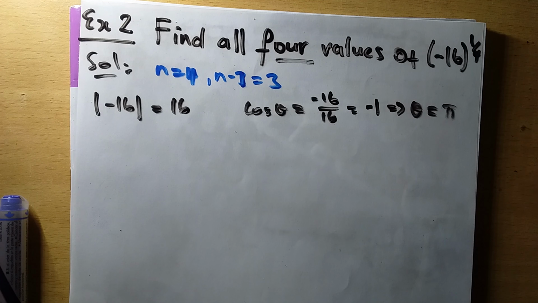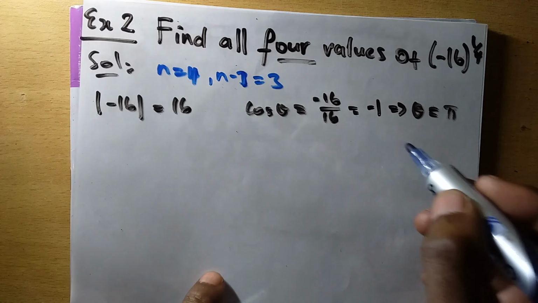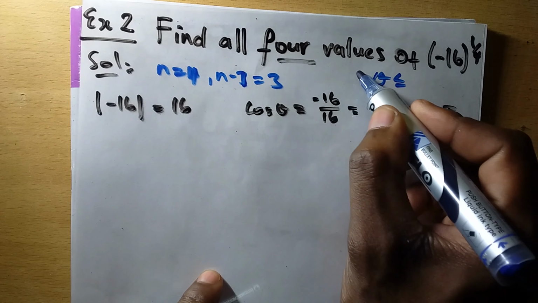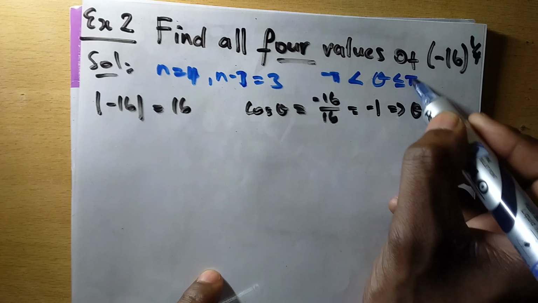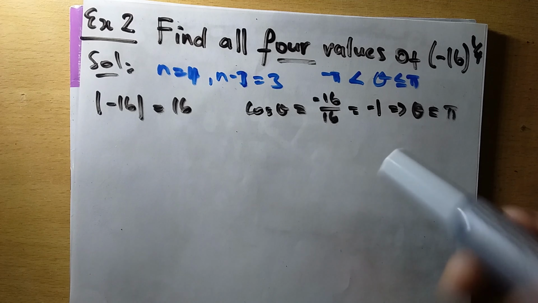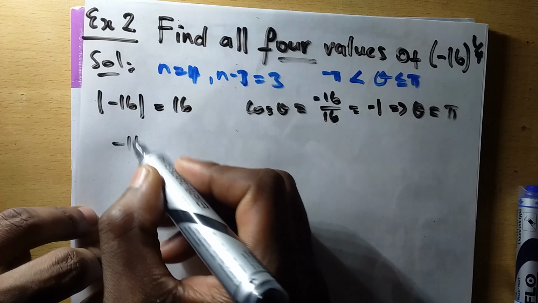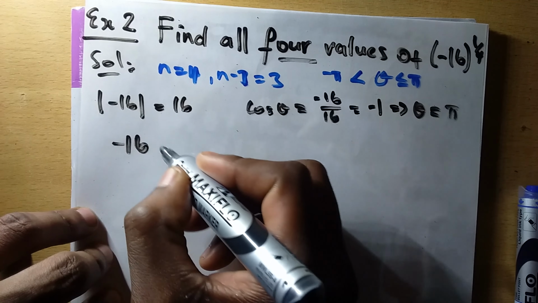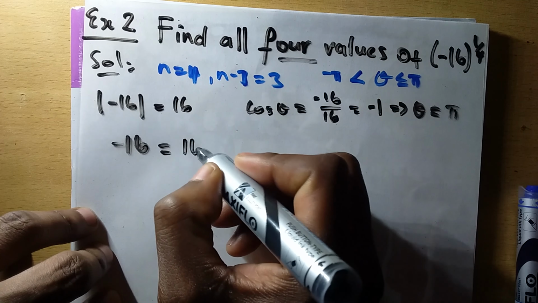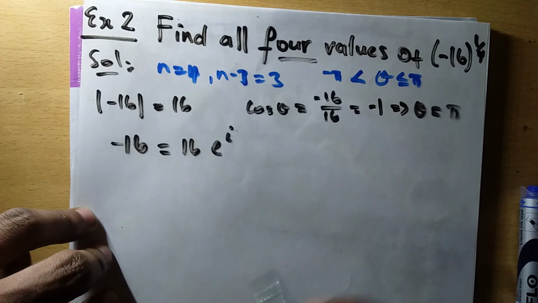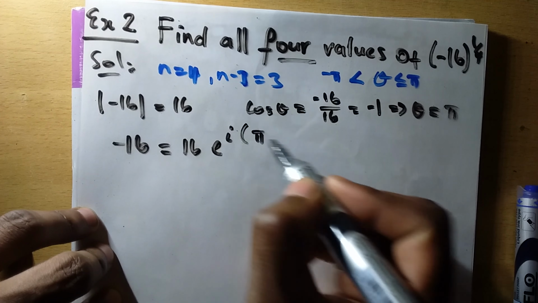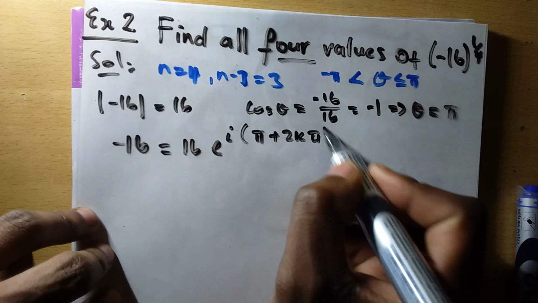Now we have that, guys. We can all agree that the value of theta that we have there lies between negative pi and pi. So that is the correct one that we can use. Now let us write it in exponential form. Then this complex number in exponential form is given by 16 e to the i, and we're going to have that angle pi plus 2k pi.